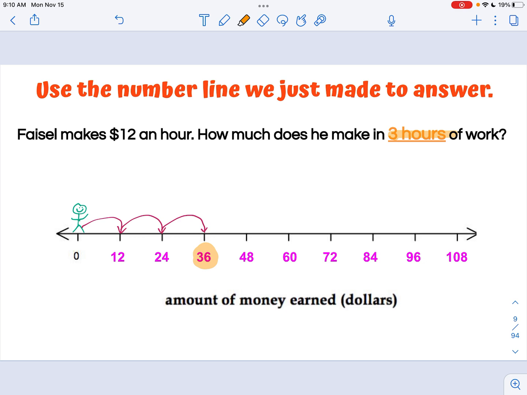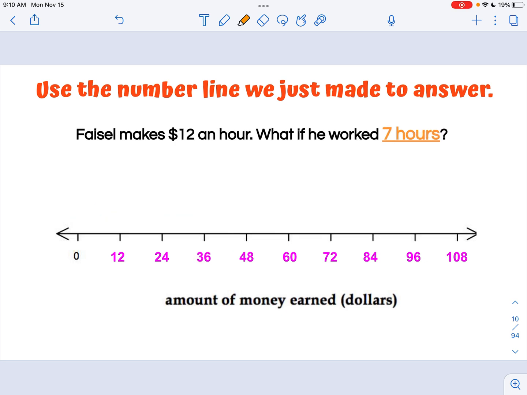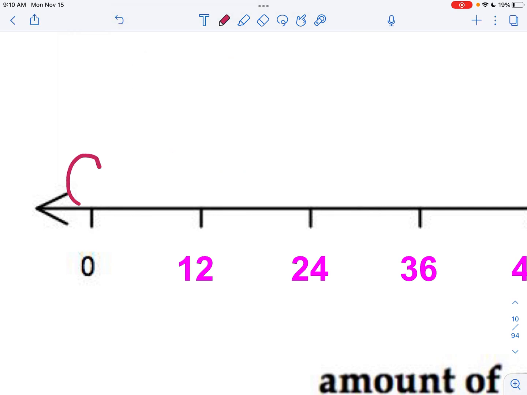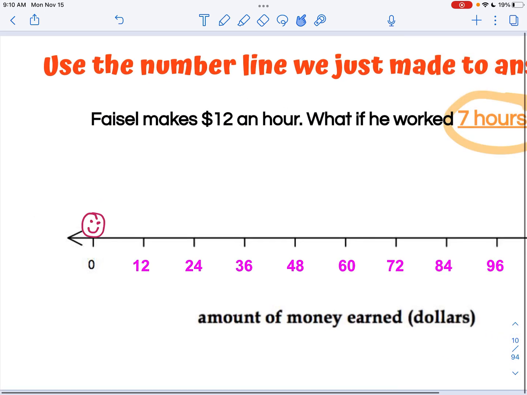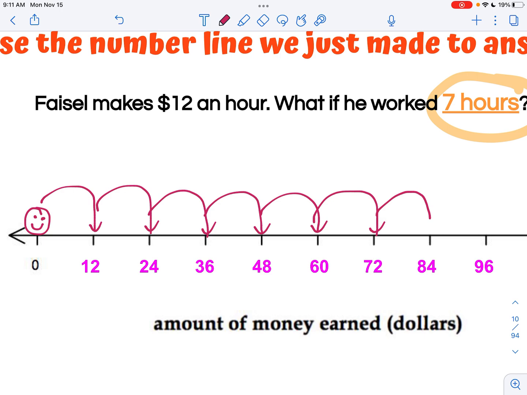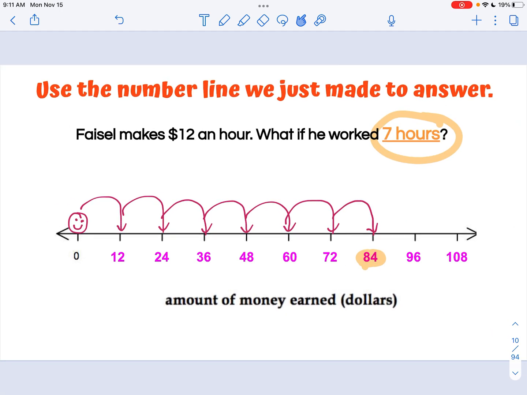All right, so let's try another one. What if he works 7 hours? See that there at the end? I'm going to just draw his face this time. Again, Faisal, happy to be working. He can pay for his cell phone. This time he's going to work 7 hours. Here's 1 hour, 1 jump, 2 hours, 3 hours, 4 hours, 5 hours, 6 hours, 7 hours. Wow, it's a long time to work, but now he's got $84. Not too bad.